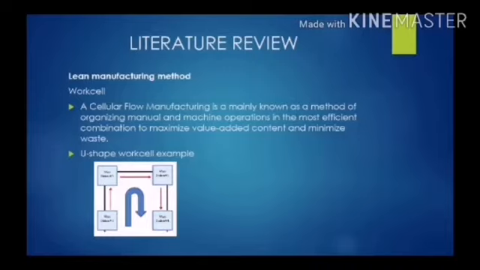Okay, so now we're going to the lean manufacturing methods. There will be two methods here. The first one is the work cell. A cellular flow manufacturing is mainly known as a method of organizing manual and machine operations in the most efficient combination to maximize value-added content and minimize waste.